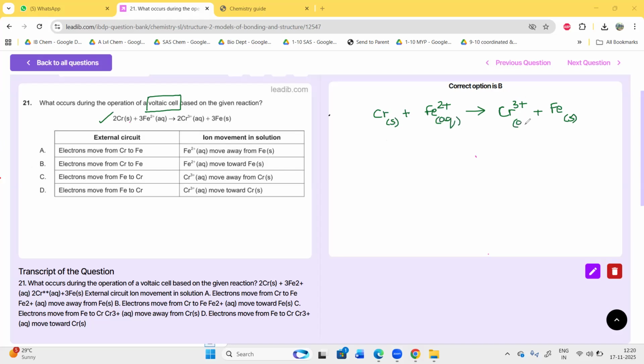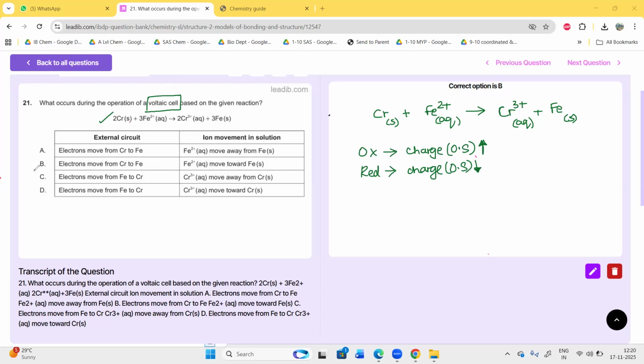First step, check what is getting oxidized and what is getting reduced. In any Voltaic cell question, make sure you identify oxidation and reduction. How do you know? The charge is called the oxidation state. If something is getting oxidized, the oxidation state must increase, and reduction is when the charge or oxidation state decreases. Let's go back to our question.